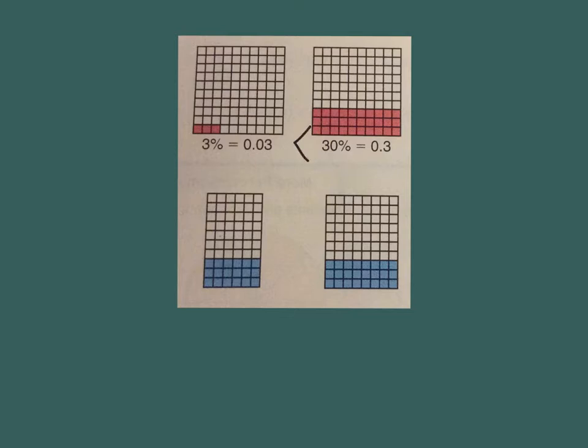3% of 100. It makes sense that since we're comparing two numbers with the same whole, the 100, a bigger percent would be a bigger number. So here we'd have 30% as opposed to 3%.